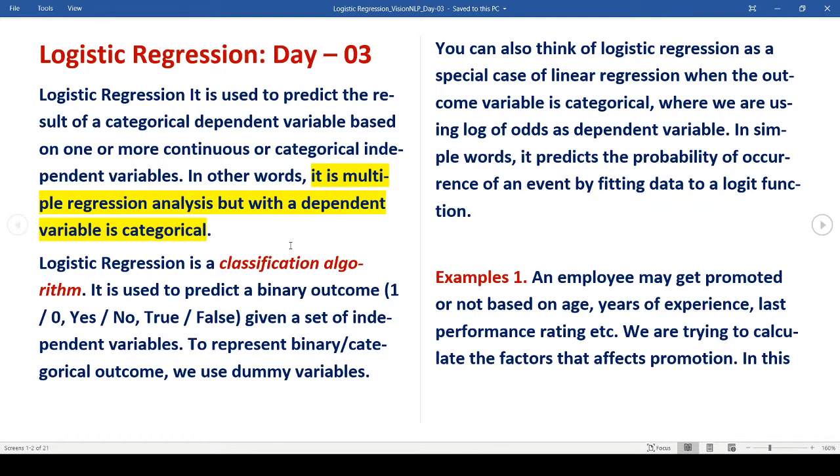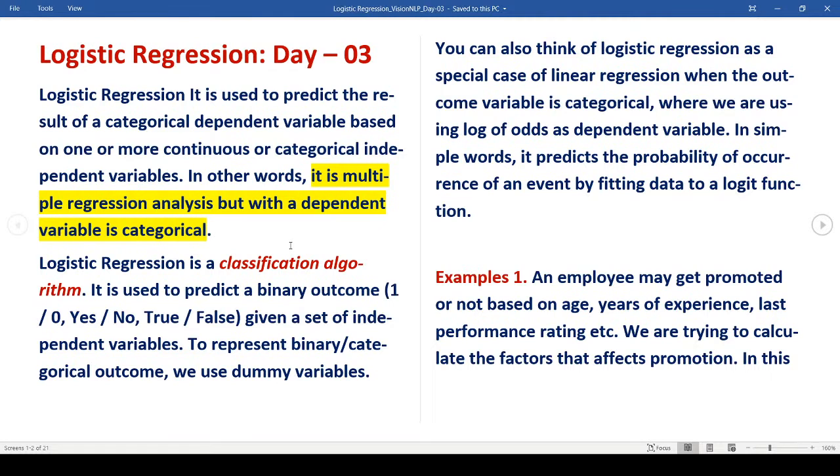So when we talk about the variable that we plot on the x-axis, and our y-axis is basically the other variable, every change that happens in x will be reflected in y, correct? In other words, you can also say this is like a multiple regression analysis, but with the dependent variable being categorical. Categorical means it may be in the form of yes or no, true or false, maybe two categorical values, maybe three categorical values, something like that.